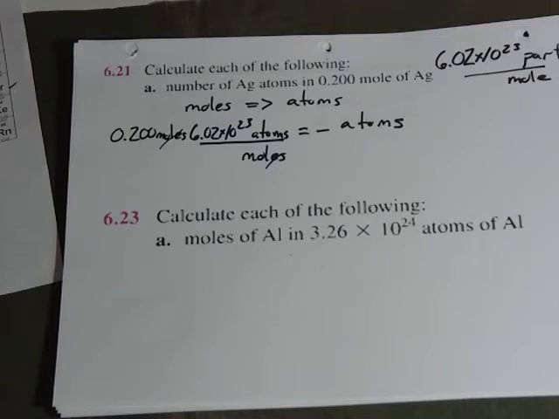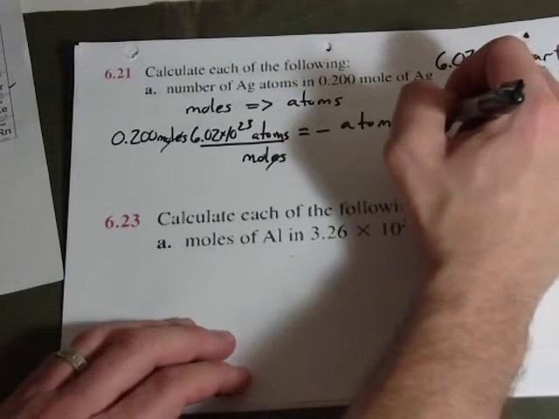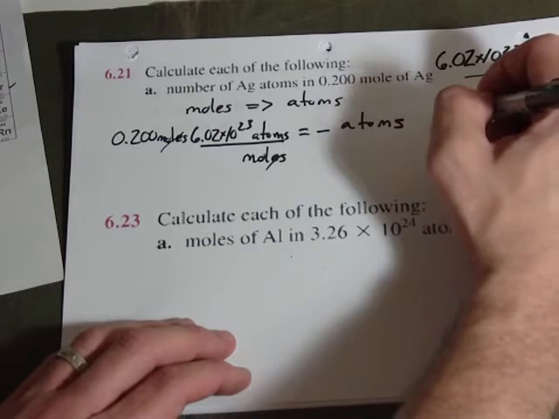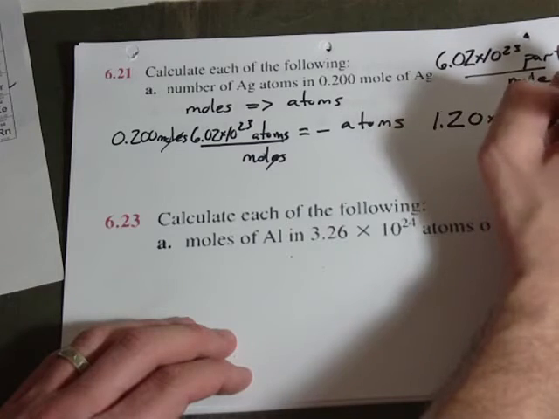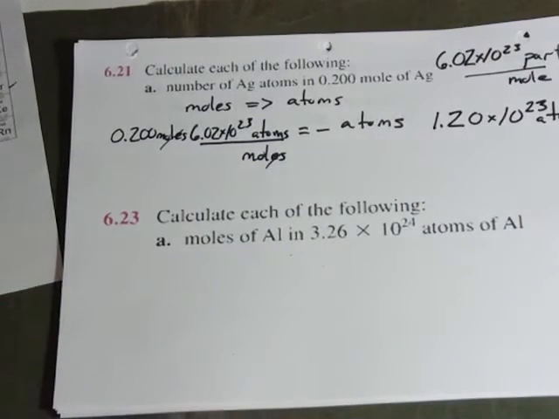And so when we do that, we get 0.2 times 6.02 times 10 to the 23rd. Calculator malfunction here. And so we get 1.20, we can report three significant figures, times 10 to the 23rd atoms. Okay.